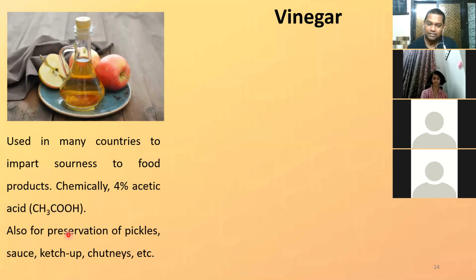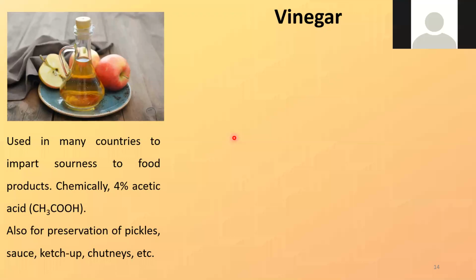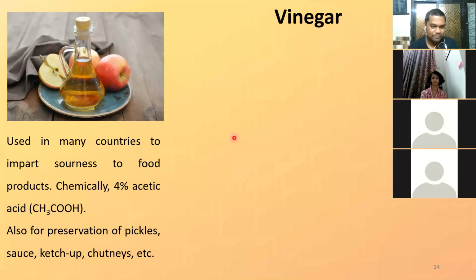So if you make pickles or ketchup, sauce, chutney, for all of those we can use vinegar to preserve them along with the oil. So it will help to store the food products for a longer time. That is vinegar. It is available in the market. If you have to prepare any such food products at home, sometimes at home we make pickles. For example, when the summer season comes, we make raw mango pickle at home.